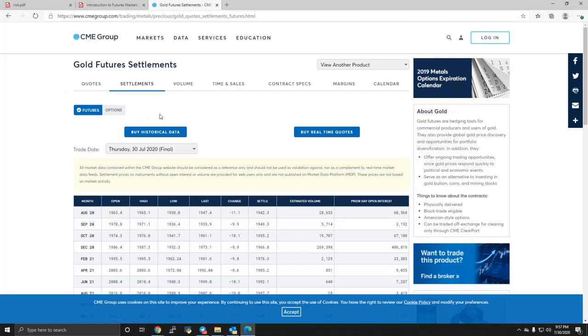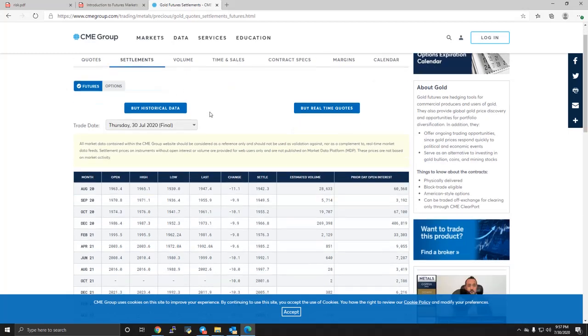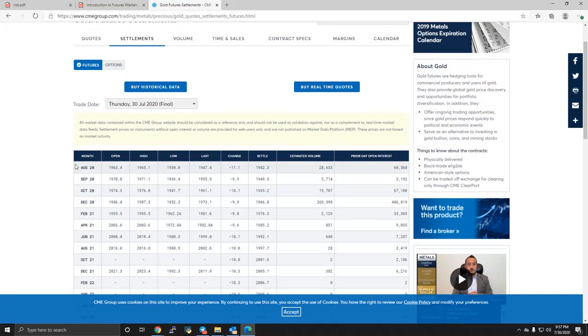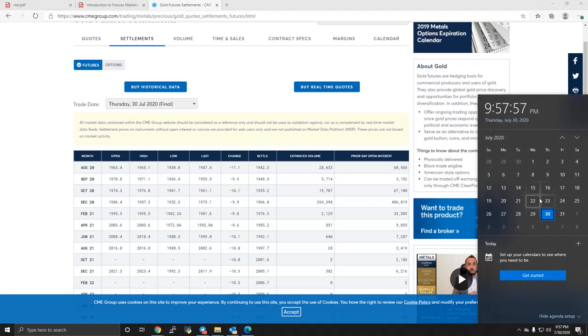We'll look back at the CME Group website, the Gold Futures Settlement page, and we remember that August is the front month. Today is July 30th. So August is the front month contract, and the last business day of the month prior to the contract month is the first notice date. So tomorrow, Friday, July 31st, is the first notice date for the August 2020 futures contract.